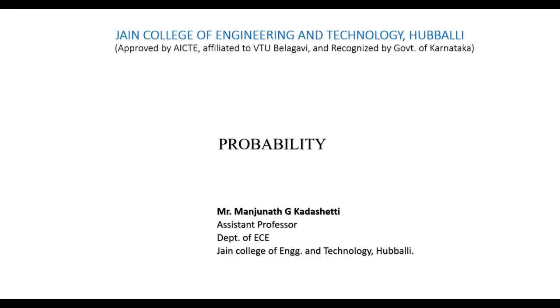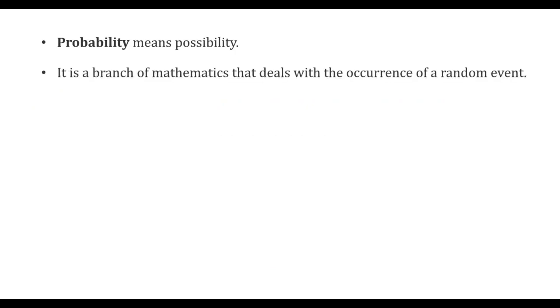Okay, this is what I wanted to say, and in 2 minutes I will explain what probability means. What is probability? Probability means possibility. It is a branch of mathematics that deals with the occurrence of random events. Probability always lies between 0 and 1. It cannot be negative and it cannot be more than 1.